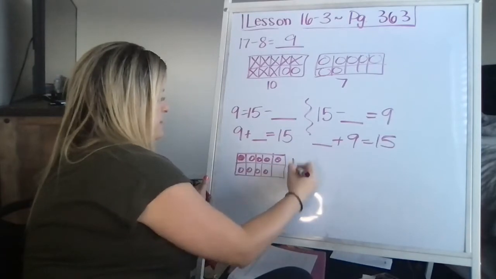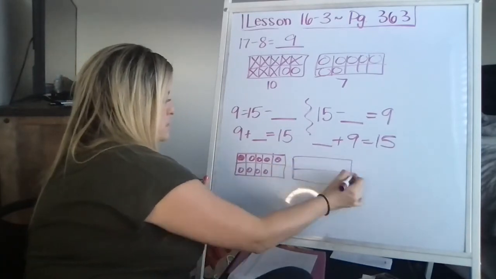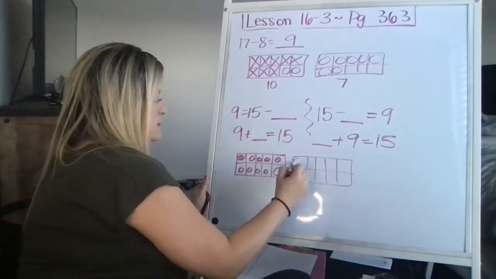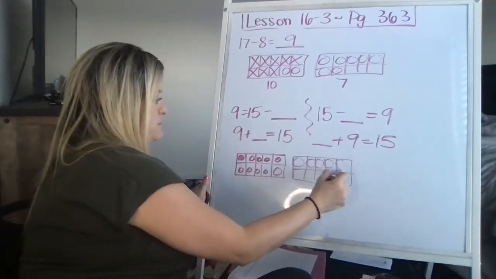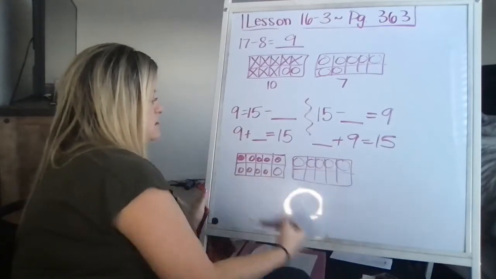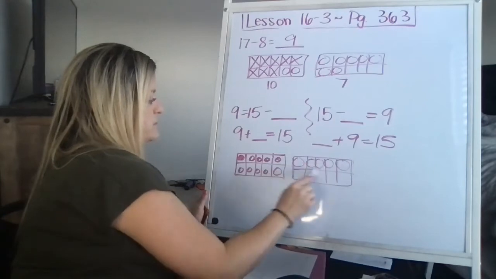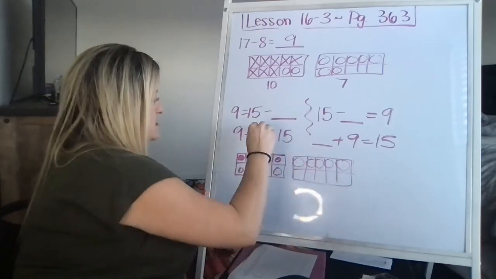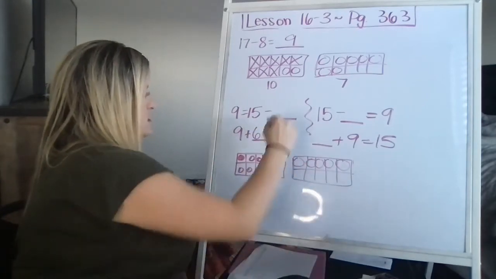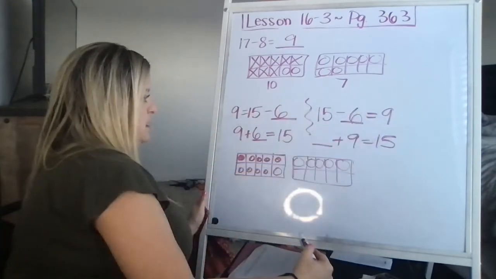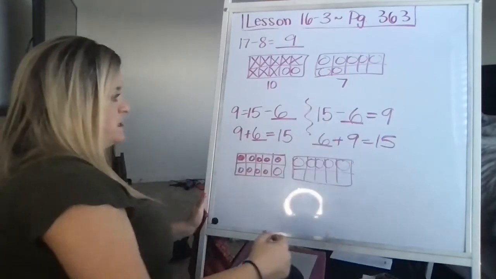Okay, and then they've given you another tens frame. So we're going to count on from 9, stopping at 15. 10, 11, 12, 13, 14, 15. I have 15. I'm going to count how many I added. 1 plus these 5, because the whole row is filled in, is 6. So 9 plus 6 is 15. 9 equals 15 minus 6. 15 minus 6 is 9. 6 plus 9 is 15.